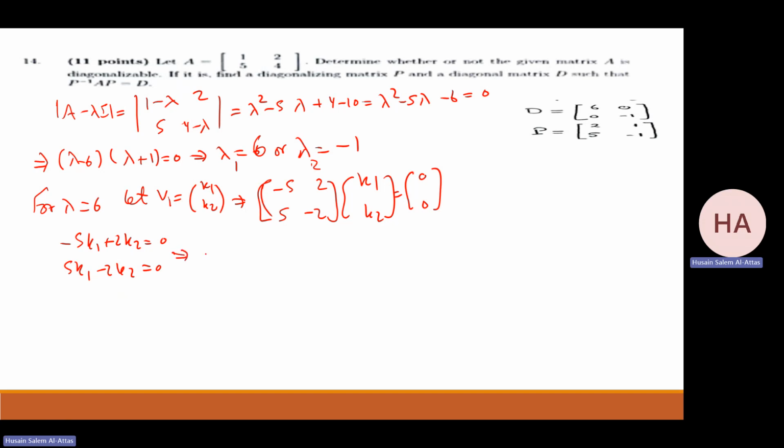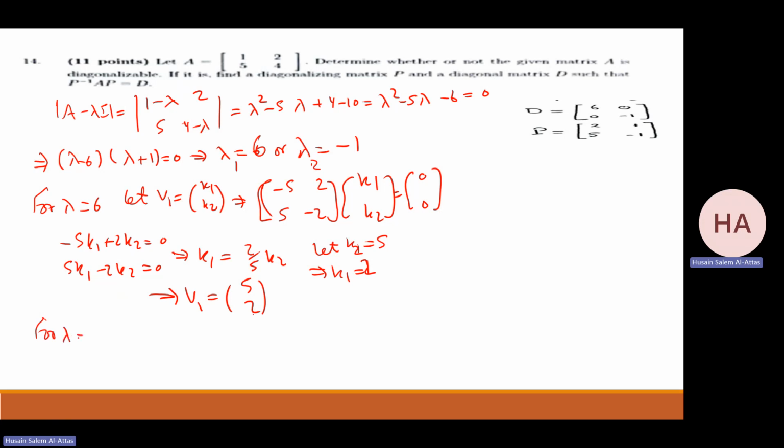So what will that be? I have K1 equals 2 over 5 K2. So I let K2 be 5, and K1 will be 2. So my V1 will be 5 and 2.